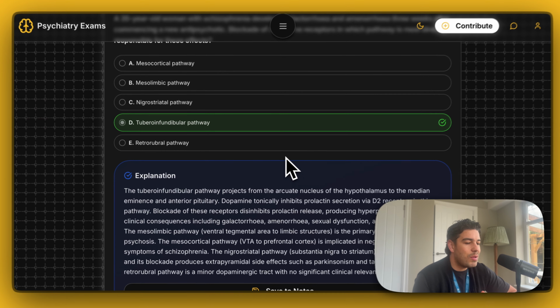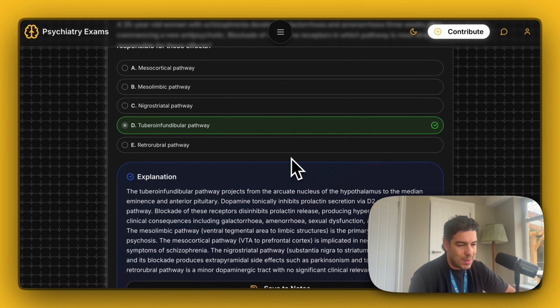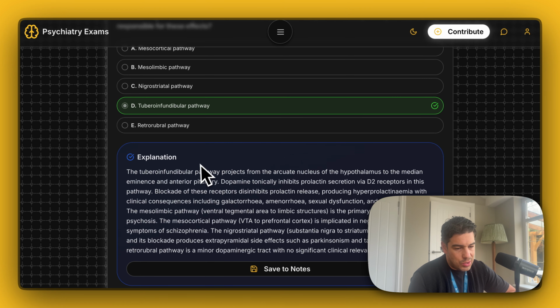So this can be really relevant clinically as well as just in your exams, folks. Don't forget that. The tuberoinfundibular pathway projects from the arcuate nucleus of the hypothalamus to the median eminence and anterior pituitary. Now, this is the relevant bit. Dopamine tonically inhibits prolactin secretion via D2 receptors in this pathway. Blockade of these receptors disinhibits prolactin release, producing hyperprolactinemia with clinical consequences.